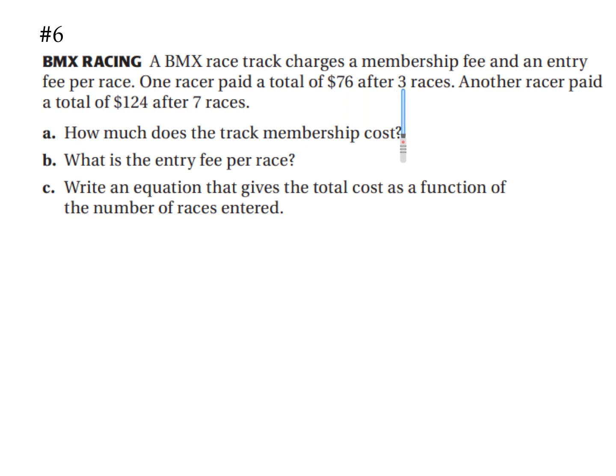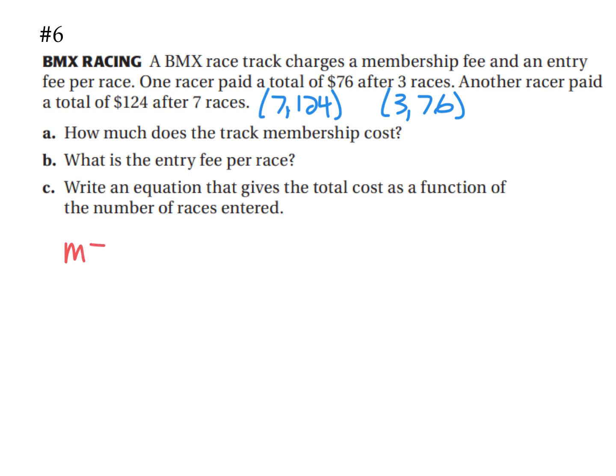We're going to use this input and output, right? $76 is the calculation we get after 3 races. So we're inputting 3 races and we're getting out $76. Then we're inputting 7 races and getting out $124. So these are 2 points we can use to calculate a rate of change, then use that with a point to calculate the y-intercept, and like we did on the last couple problems, write a linear equation using the m and the b. So let's calculate the m first.